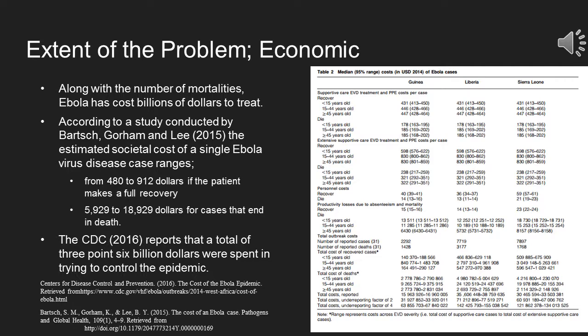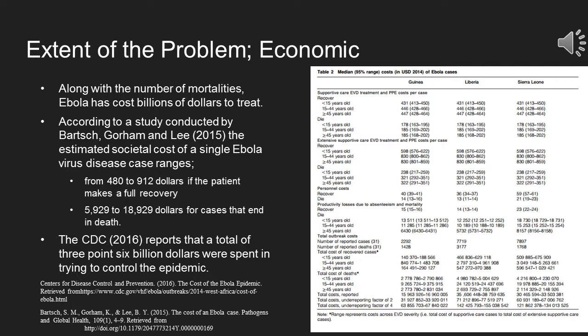Ebola not only took the lives of many people, it also cost thousands and thousands of dollars in both treatment and prevention. According to a study conducted by Barsh, Gorham, and Lee, the estimated societal cost of a single Ebola virus disease case can range from about $480 to $912 if the patient makes a full recovery, and up to $5,929 to $19,000 if the case ends in death.